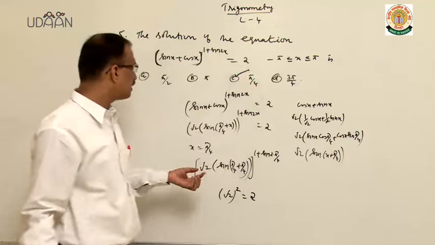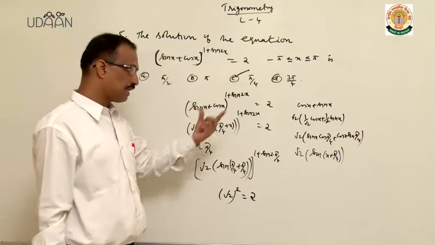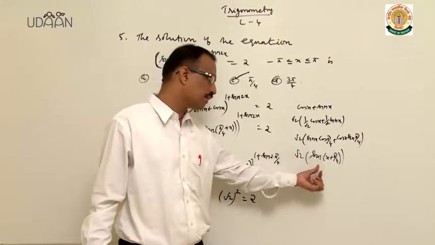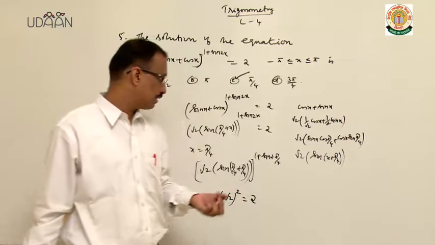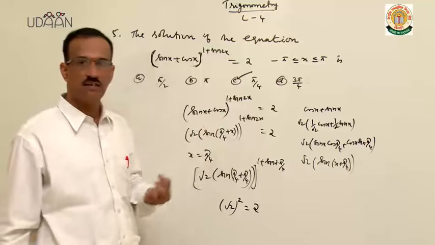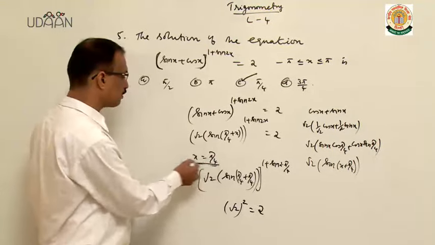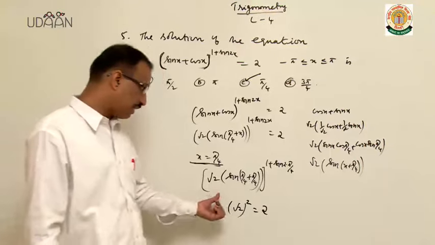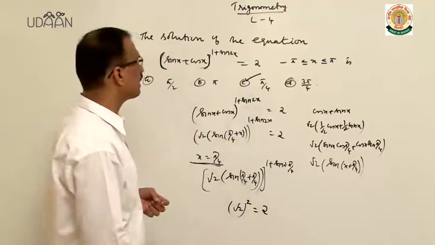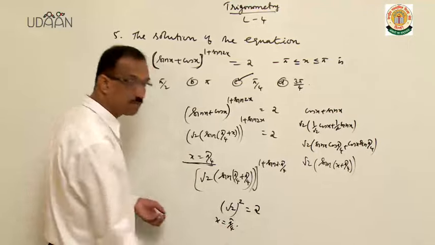So what we have done is changed this form a cos x plus b sin x into the form root 2 into sin of x plus pi by 4, because in the numerator power also we have sine, and this also we have converted into sine. Then we substituted x equal to pi by 4, and we get the value. So the solution is x equal to pi by 4. Understood, beta?